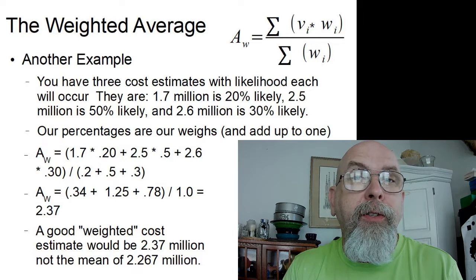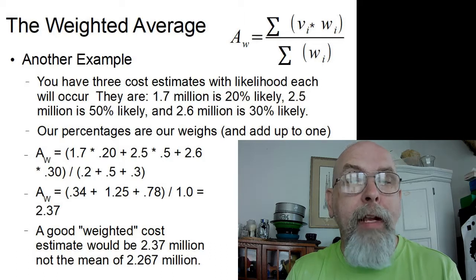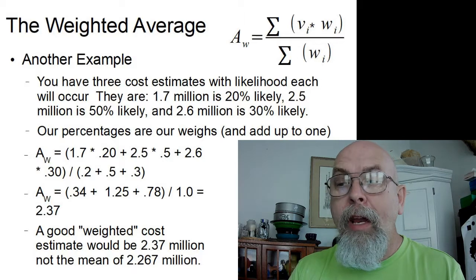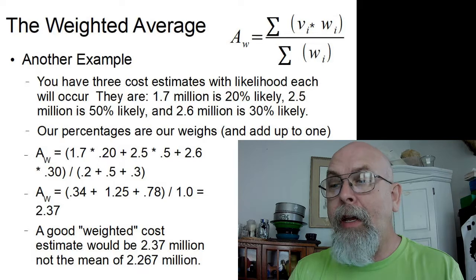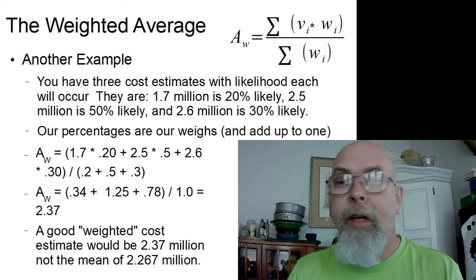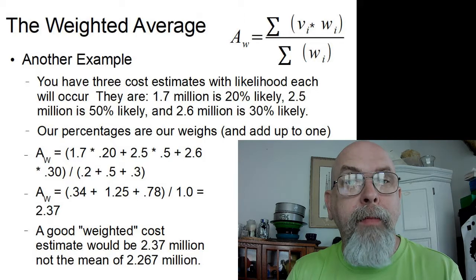If we have, for instance, 3 predictions that each have a percentage likelihood of happening, we would use the weighted average to come up with the weighted likelihood. For instance, we have 3 cost estimates. One is that it's a 20% chance of costing $1.7 million, a 50% chance of it costing $2.5 million, and a 30% chance of it costing $2.6 million.